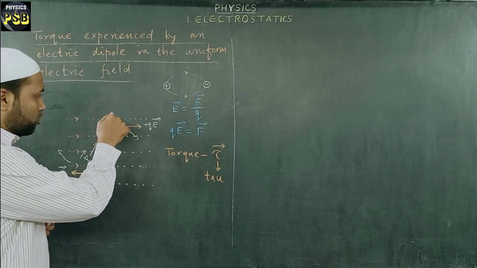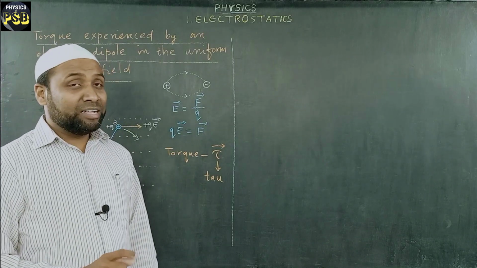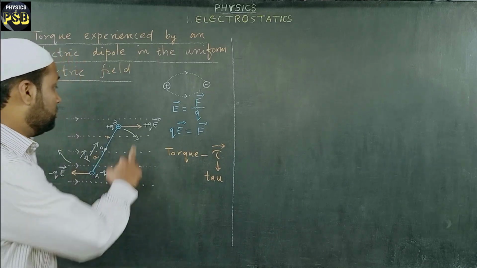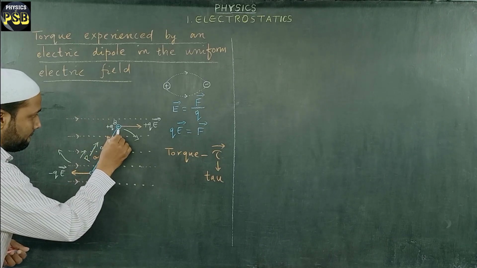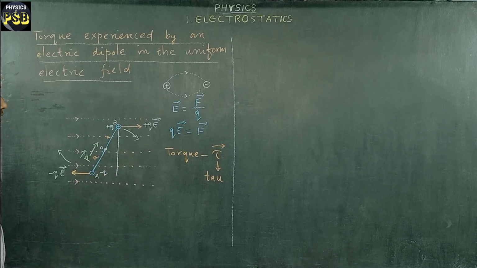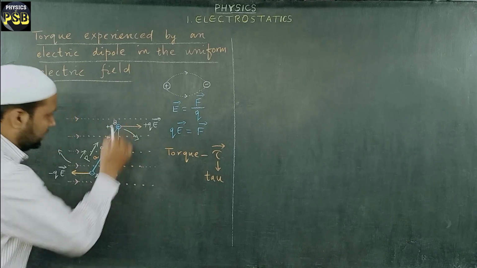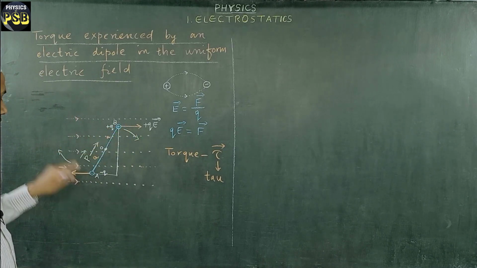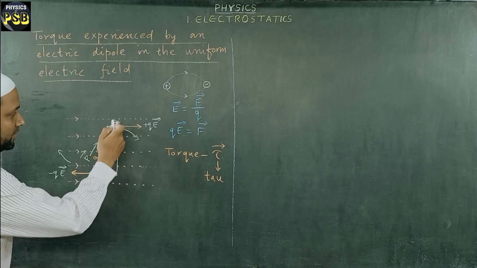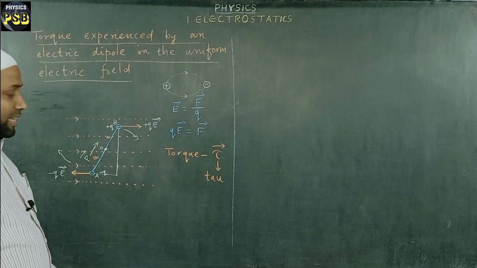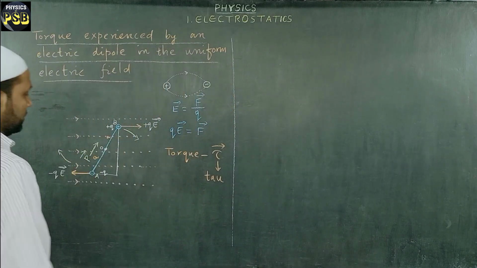Now if I drop a line perpendicular to this, then that line will provide us the perpendicular distance between the two forces. Let me do that. See, this is a line. This line is perpendicular to this force as well as to this. Clear? Now, the length of this line actually provides the perpendicular distance between these two forces.